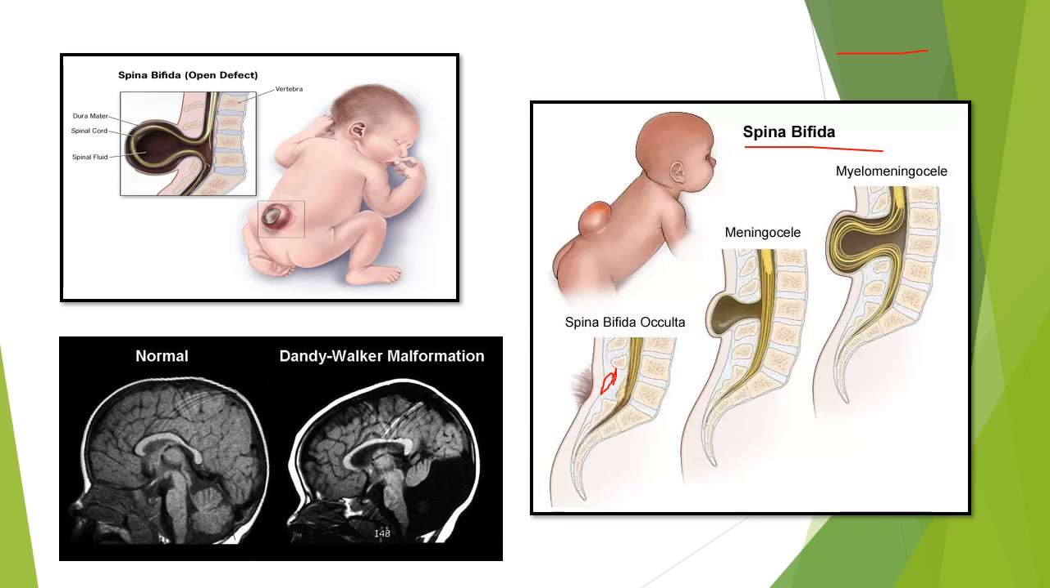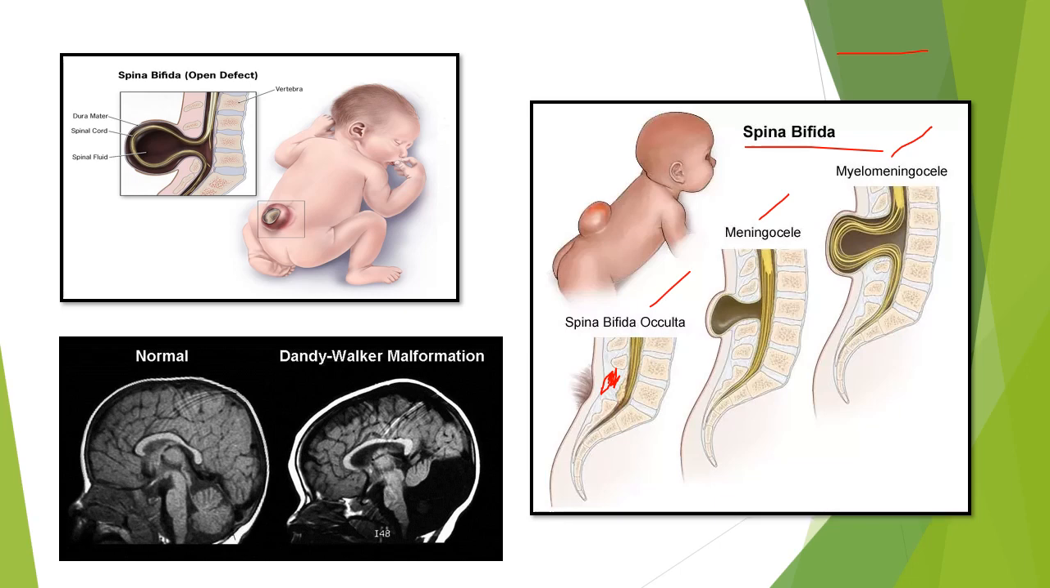So okay, the backbone will not be continuous. Spina bifida is divided into three types. First one is spina bifida occulta, next one meningocele, and next one myelomeningocele. In spina bifida occulta, there will be a gap in the spine, but there is no protrusion of the spinal cord.